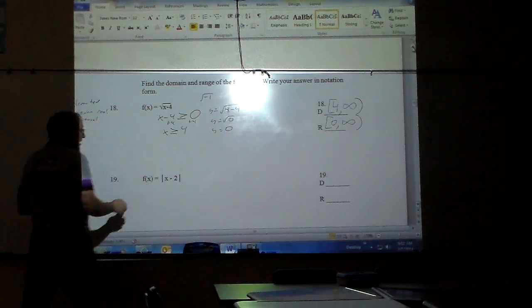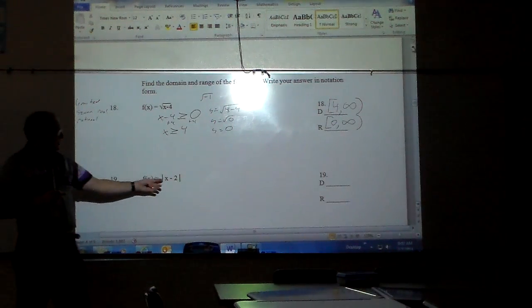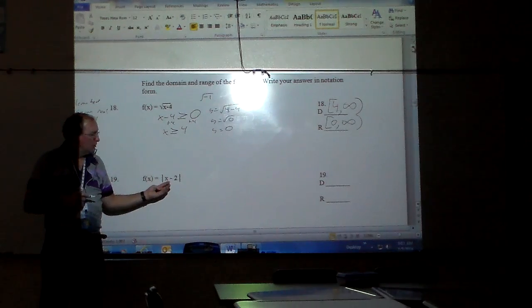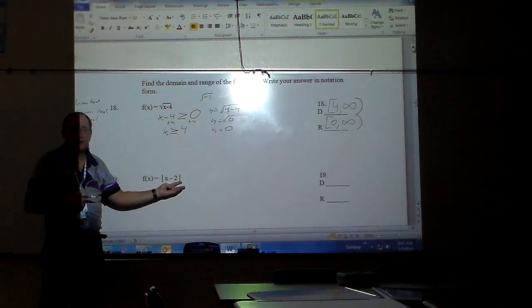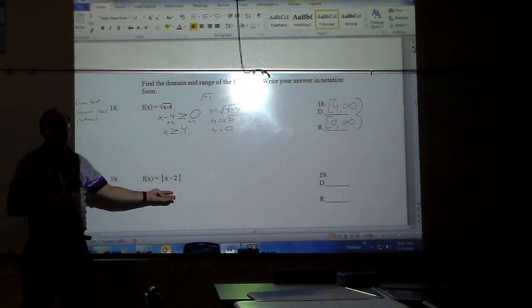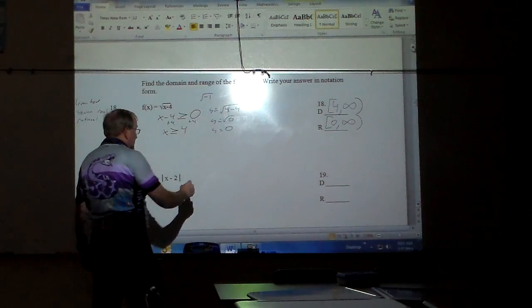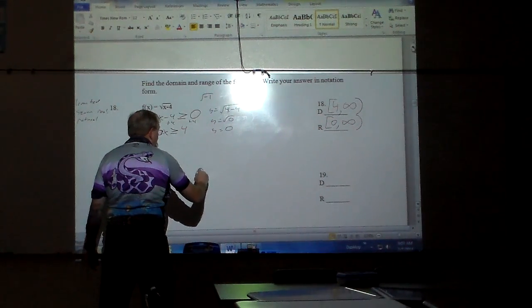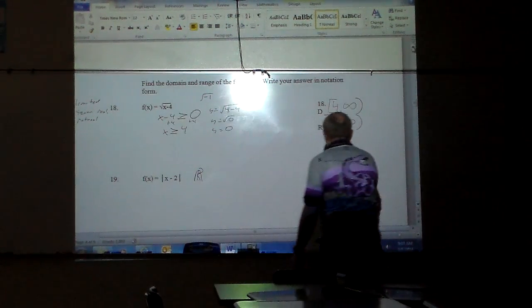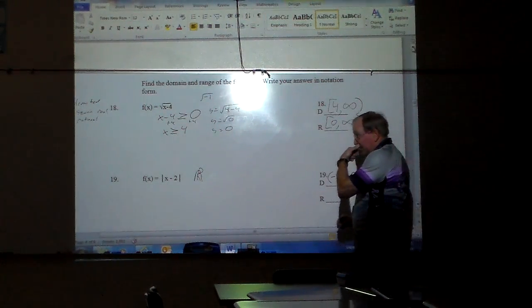Now this one right here is an absolute value. Now I will say this here. X is not particularly limited here because x can be negative or positive. What's going to happen is you're going to end up getting positive answers, which is going to affect the range. But the x is not limited any, so it is in a sense all real numbers, which in notation form will be negative infinity to infinity.